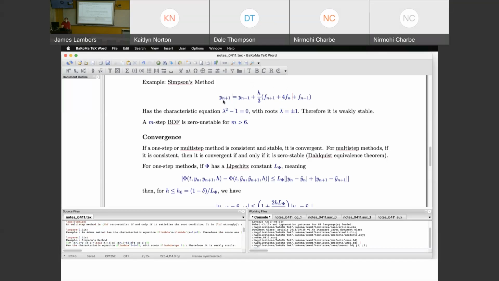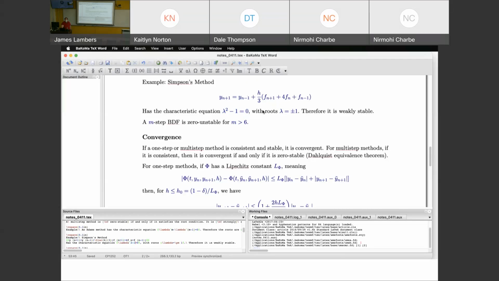So alpha_0 is equal to 1. Alpha_2 is equal to minus 1. And all of our other alphas are 0. So this is the characteristic equation, and the roots are plus or minus 1. Because there are 2 roots of absolute value 1, Simpson's method is weakly 0-stable.